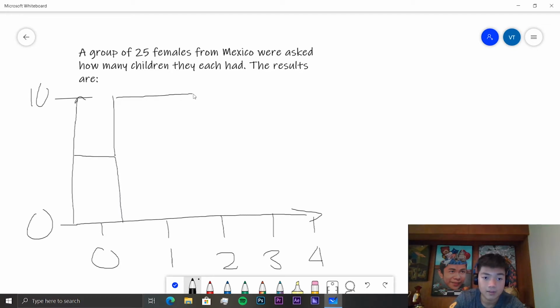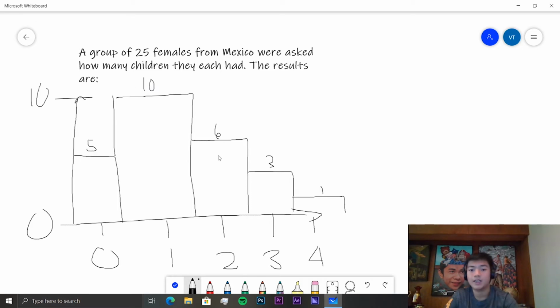So we have 5, 10, 6, 3, and 1. I'm going to simplify this and just put the numbers above: 5, 10, 6, 3, 1. Just check that it's 25, yep.